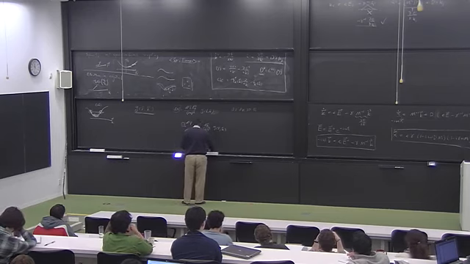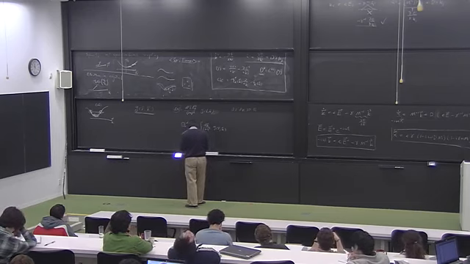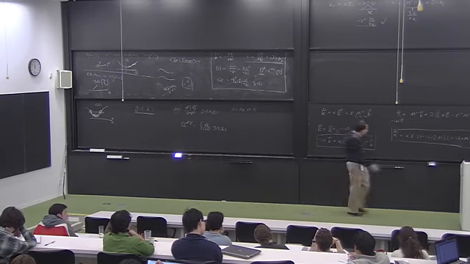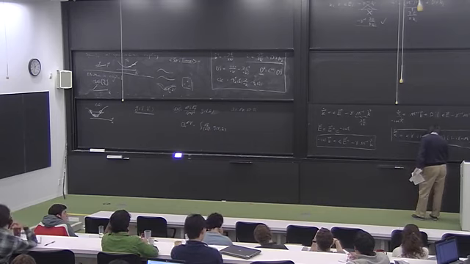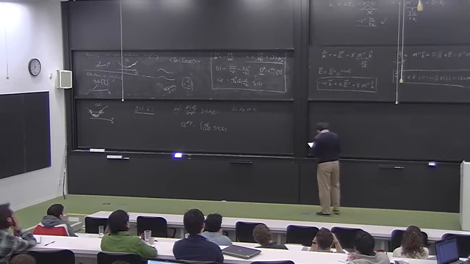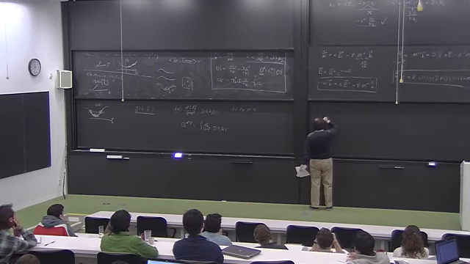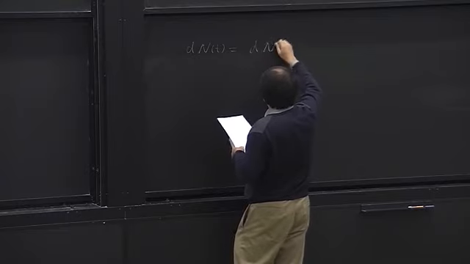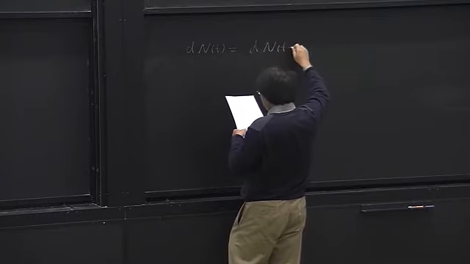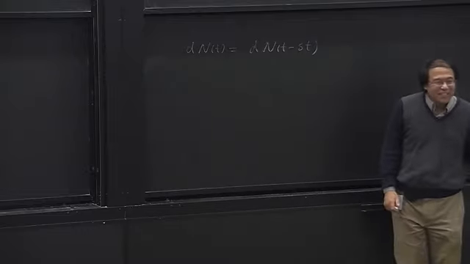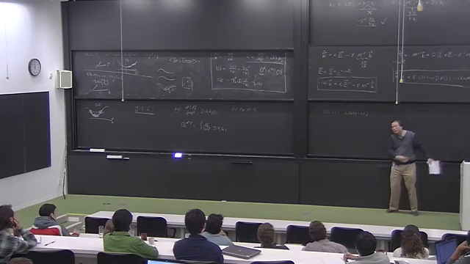Okay, so once we have this concept, the next question is how this distribution evolves in time. To understand how the distribution evolves in time, we have this equation. This equation describes how the distribution evolves in time.